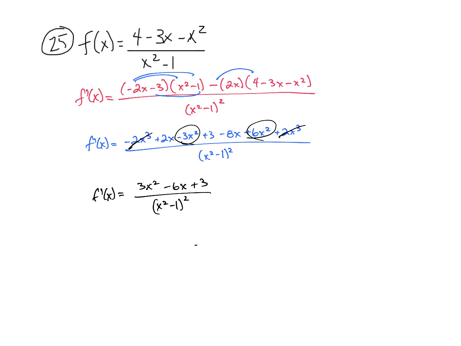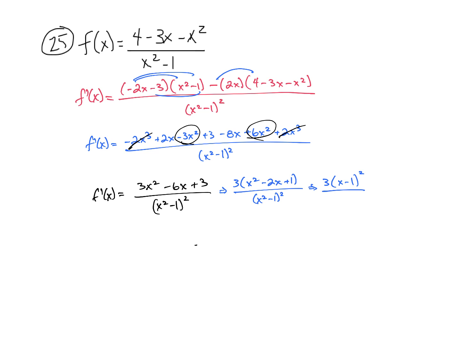Guess what you could do to the top? Factor out a 3. This one's pretty nifty. So I'm left with x squared, minus 2x, and then plus 1. And then what could you do to the top? You could factor the top. What could the top factor to? 3 times x minus 1 quantity squared.